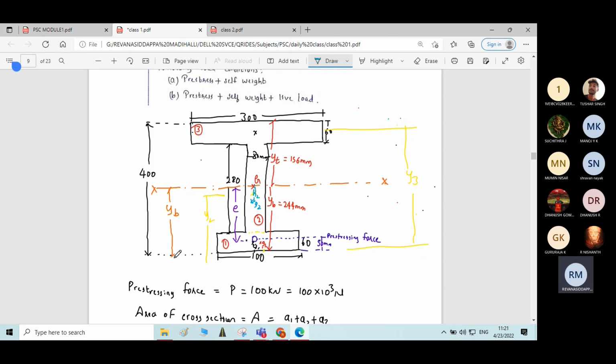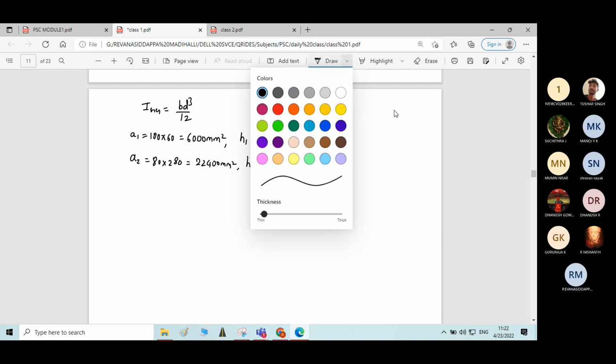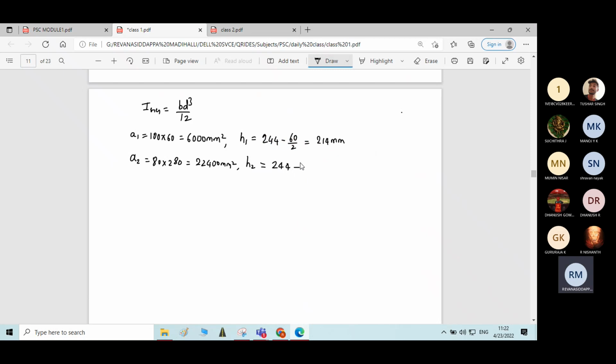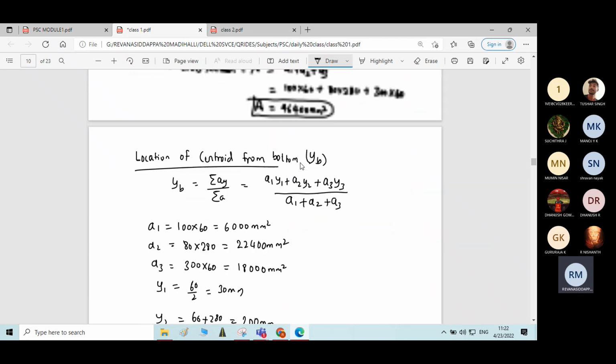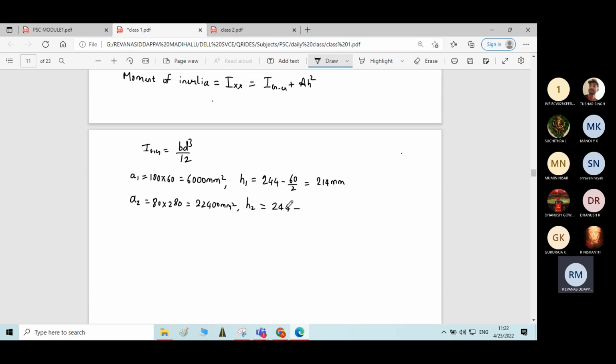From the base, the distance of the centroid of the whole figure is 244 mm. Similarly, from the base, the distance of the centroid of rectangle 2 will be 60 plus 280 divided by 2. Therefore, H2 will be equal to 244, the distance of the centroid of the whole figure from the base, minus the distance of the centroid of rectangle 2 from the base, which is 60 plus depth divided by 2, 60 plus 280 by 2. If you calculate, the answer is 44 mm.